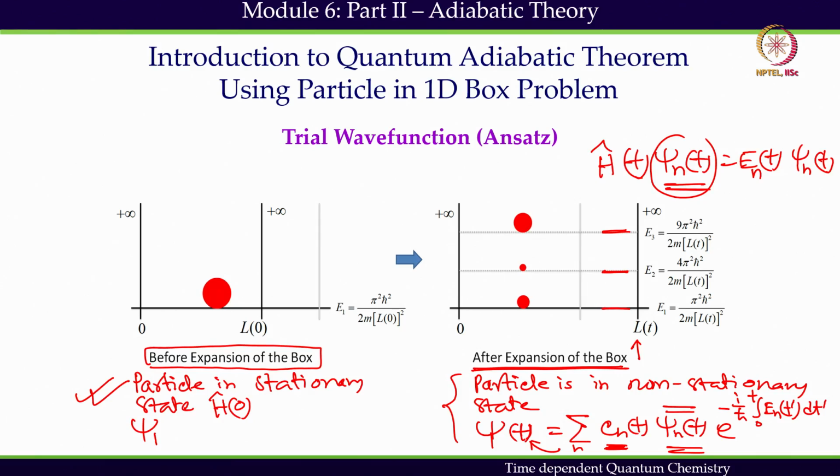The key information we should remember here is that the non-stationary state is actually prepared after the expansion. We will continue this session in the next class.